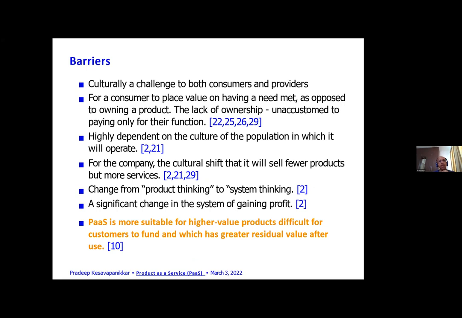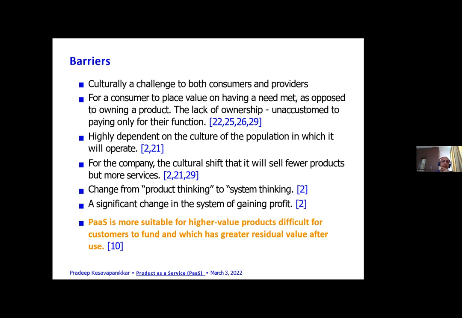There are some disadvantages, or rather barriers, too in implementing a product as a service or product service systems. Now, culturally, this is a challenge to both consumers and providers. Because for consumers, they don't own the product. So they have to place a value on having a need met instead of owning a product. In our kind of culture, we value owning a product. So that is a cultural barrier that the customers have to overcome. This is successful in certain countries, Scandinavian countries, but not so successful in our kind of culture. For the company also, it's a cultural shift. They have to earn more by selling services than selling products.